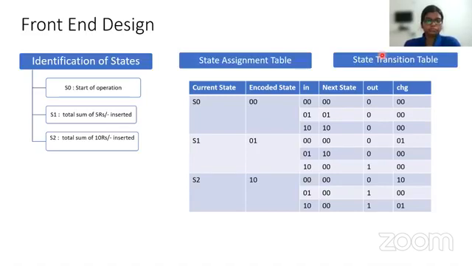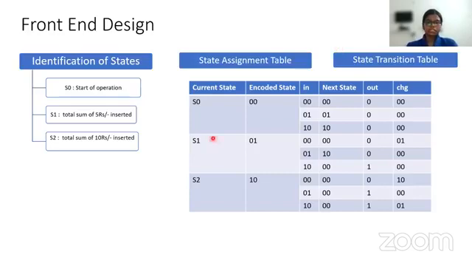So the state assignment table here has three states. As I mentioned, S0 will represent the start of the operation. S1 will represent that 5 rupees has already been inserted. S2 represents that 10 rupees has already been inserted. So we'll be having encoded numbers for these states: 00 will represent S0, and 01 and 10 for S1 and S2 respectively.